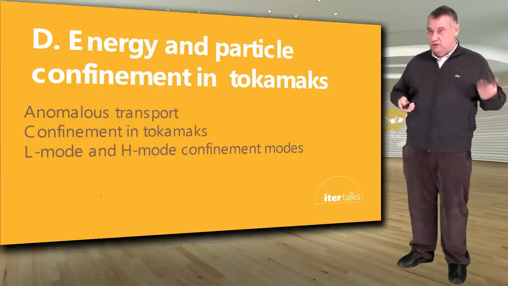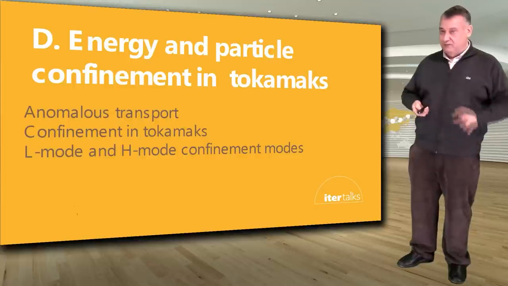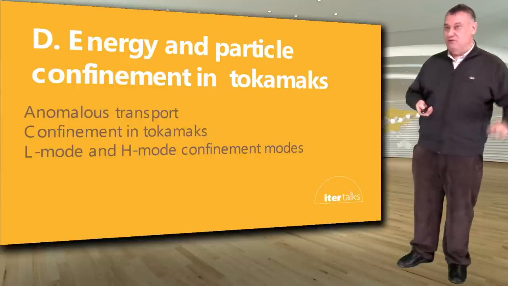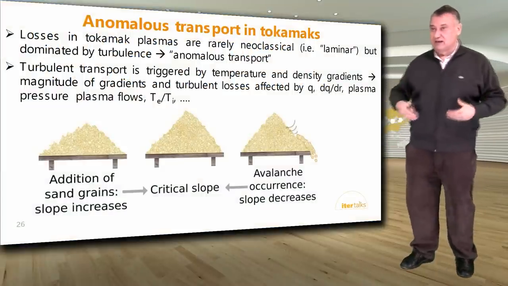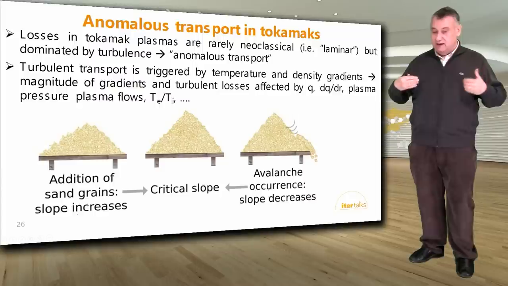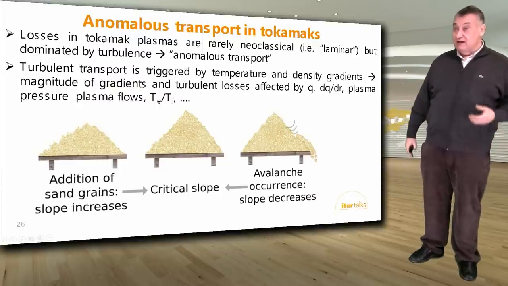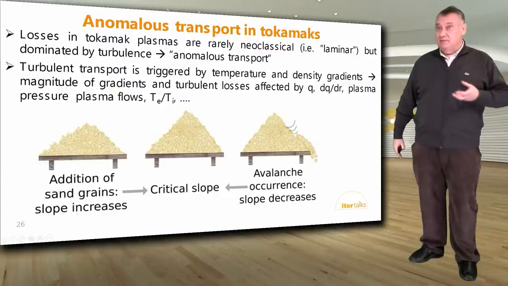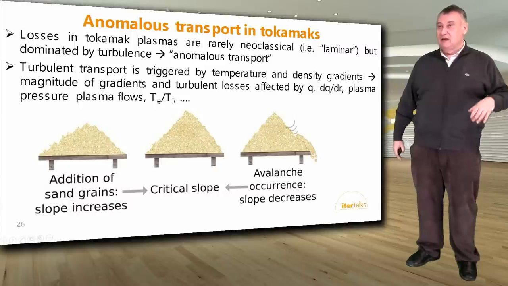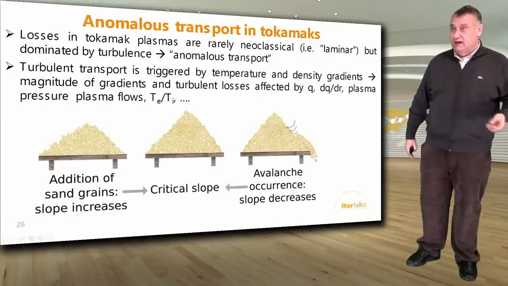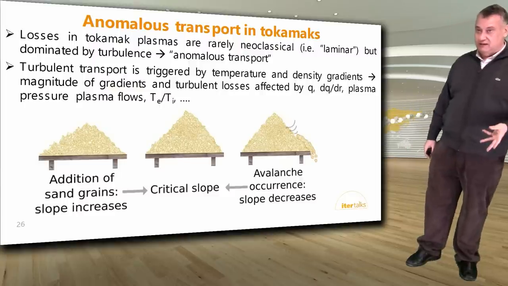This has to do with particle transport and energy transport in the tokamak, which is by itself a very broad field, so I will only give a few touches here. The first thing is that, as I explained, particles are subject to trajectories that lead to a minimum loss rate of energy, which we call neoclassical. But in reality, the plasmas in the tokamak are not normally, except for some mechanisms, dominated by neoclassical transport. The transport, in fact, is turbulent, and this is what we call anomalous transport in tokamaks and in magnetic fusion.